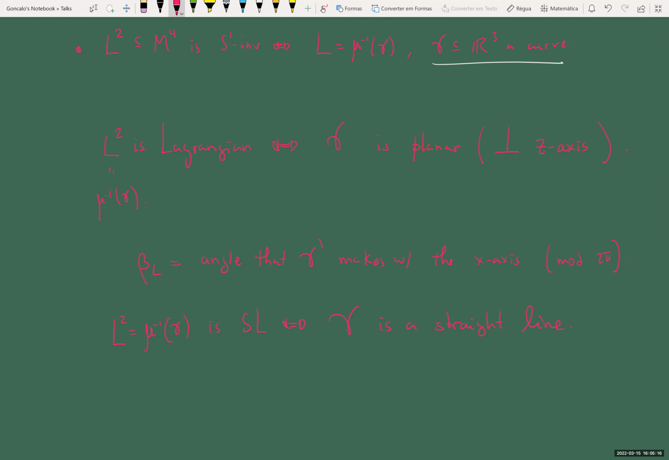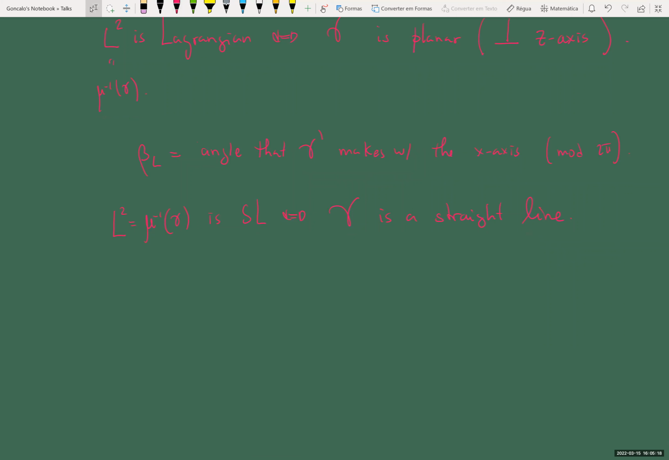Okay, so now we know what circle invariant Lagrangians are and circle invariant special Lagrangians are. And now we need to understand what it means for two Lagrangians to be Hamiltonian isotopic. So what does it mean for mu minus 1 of gamma 1 to be Hamiltonian isotopic to mu minus 1 of gamma 2?